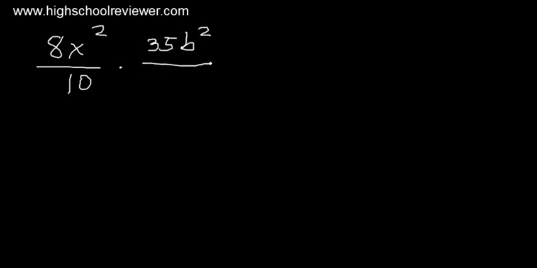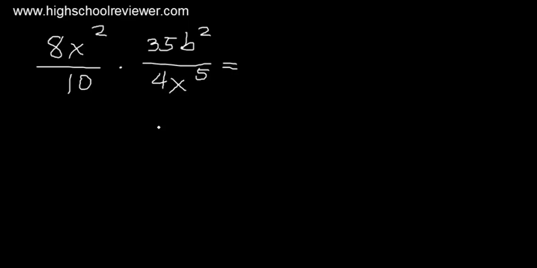Multiplying rational algebraic expressions. How do we multiply rational algebraic expressions? Let's have an example. We have here 8x squared all over positive 10, and multiply this by 35b squared all over 4x raised to positive 5. To multiply these rational algebraic expressions, first we have to factor out terms that can be factored before multiplying.